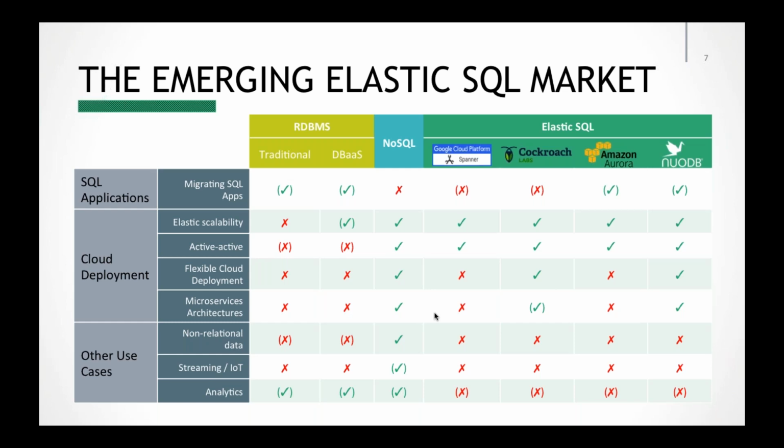NuoDB is not targeted at all use cases, and the ones listed at the bottom, like non-relational or Internet of Things and analytics, is not its hotspot, not the sweet spot. It's really OLTP-based transactions. Those applications, NuoDB is going to allow you to deploy those in the cloud very easily, and with the elastic capabilities that we've been talking about: scale in, scale out, continuous availability, retain all those SQL semantics.